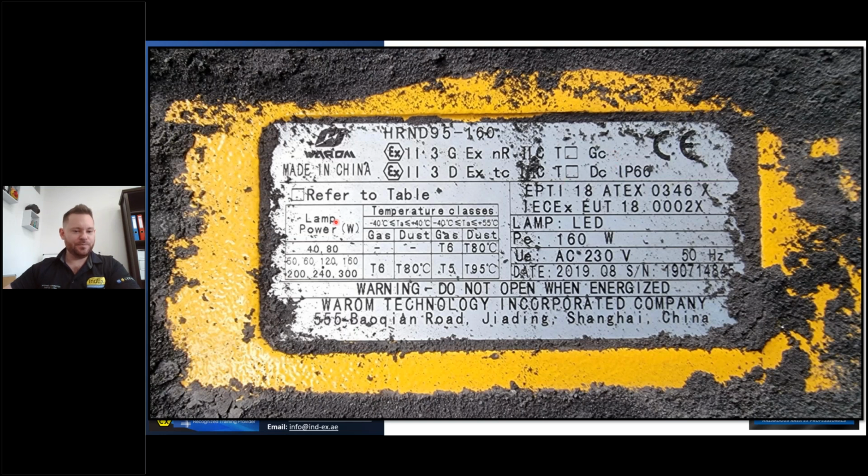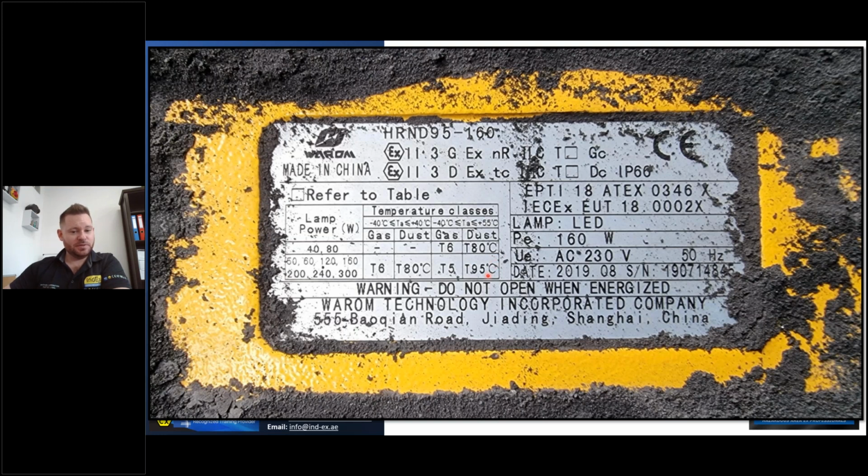When we go down here, they then show you what wattage lamp you are choosing and what gas group you can consider based on your ambient temperature ranges. If we're looking at an ambient temperature range of -40 to 55 Celsius, let's say this is the Middle East, we will take 55 Celsius. If we were to use a 120 watt lamp, we would be looking at this line. So in the gas environment, we would consider T5, and for the dust, we would consider a maximum surface temperature of T95 Celsius.